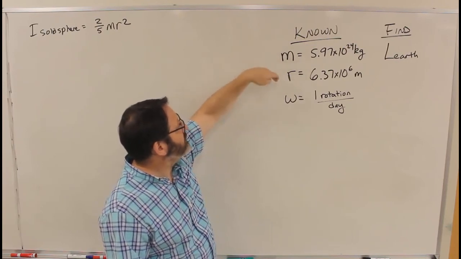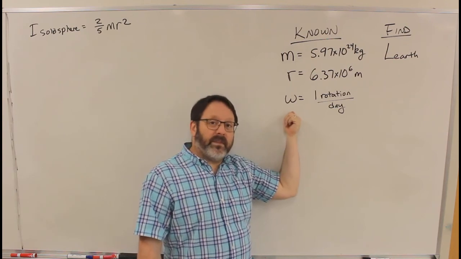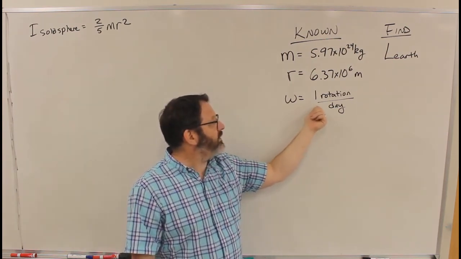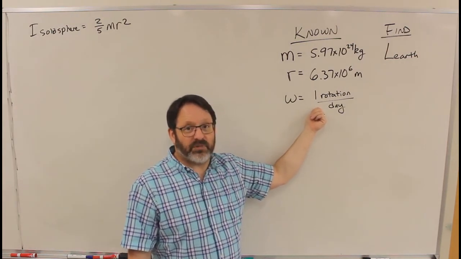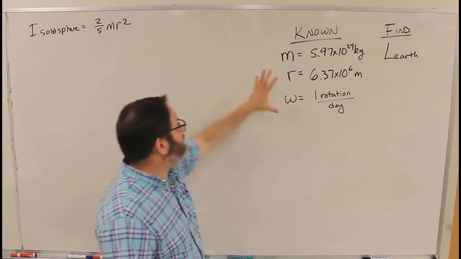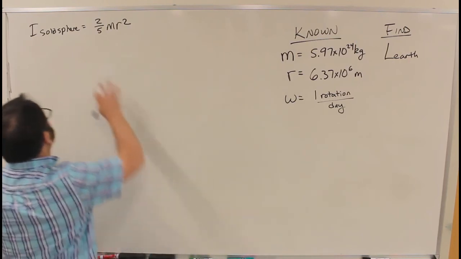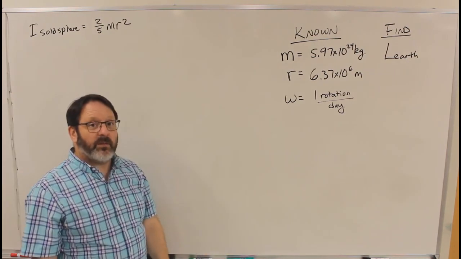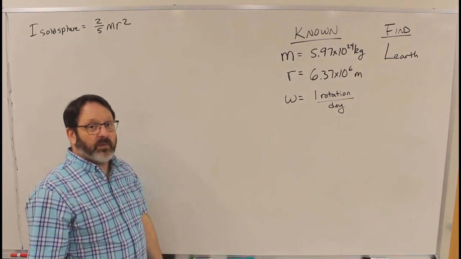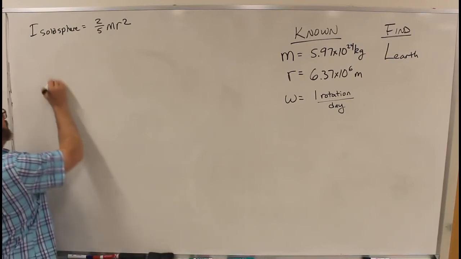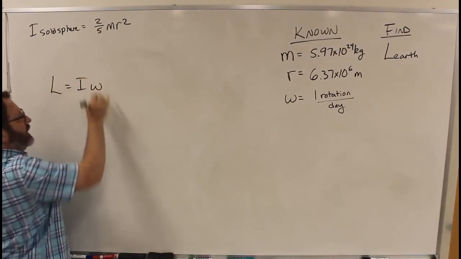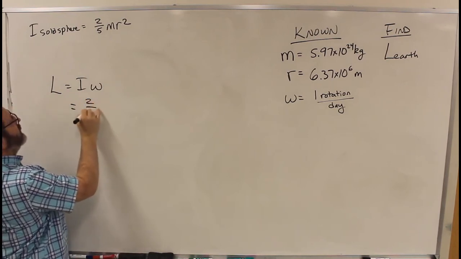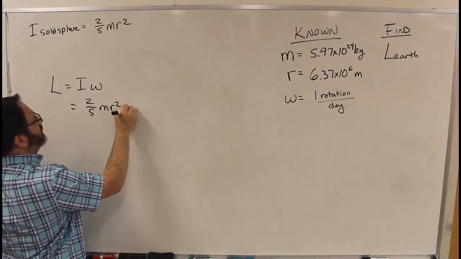So knowing the mass and radius of the Earth, the angular velocity of the Earth, I know that the Earth goes around 1 time per day. So that's the information I need to use. And Earth is a solid sphere, so that's 2/5 mr squared for the moment of inertia. I know angular momentum is I omega, so that's 2/5 mr squared omega.